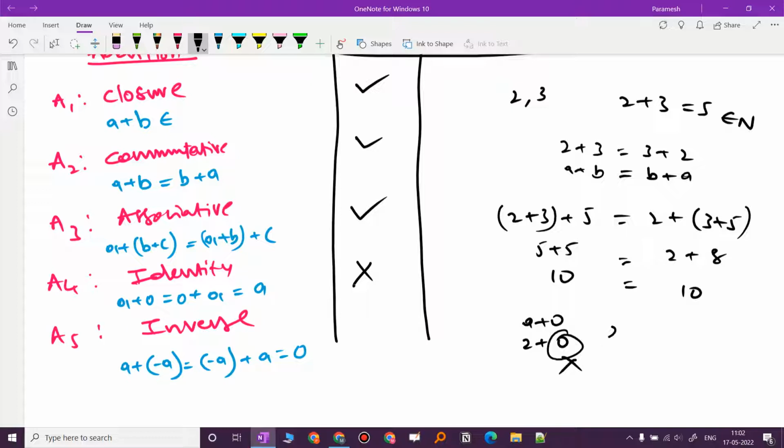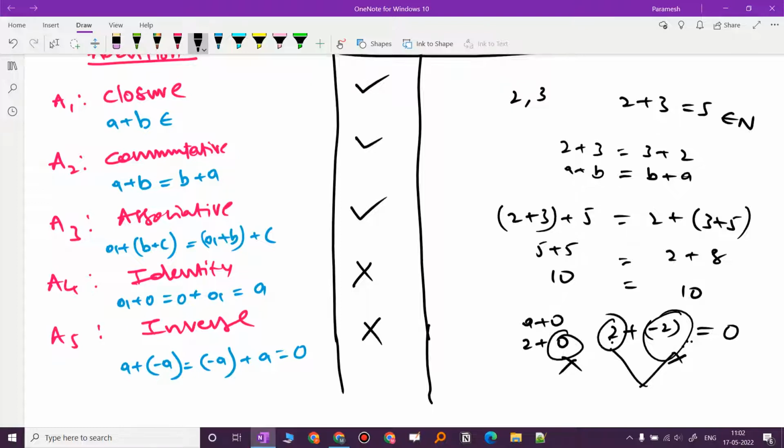Inverse: suppose you take 2. Its additive inverse is minus 2, and their sum is 0. But 2 is a natural number, and minus 2 is not a natural number, so it does not belong to the natural numbers. So the natural number set does not hold the inverse property. When discussing natural numbers, both must be natural numbers. 2 is a natural number, minus 2 is not. So it does not hold the inverse property. This is the natural number set.